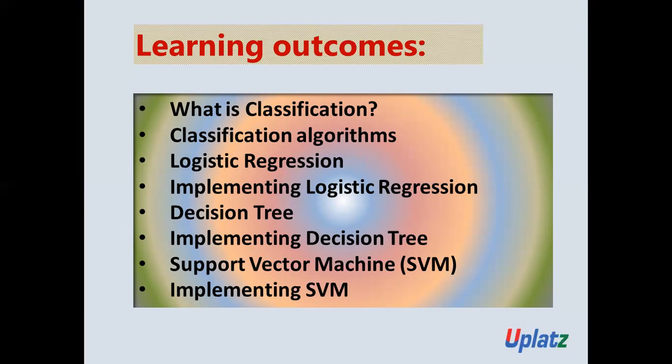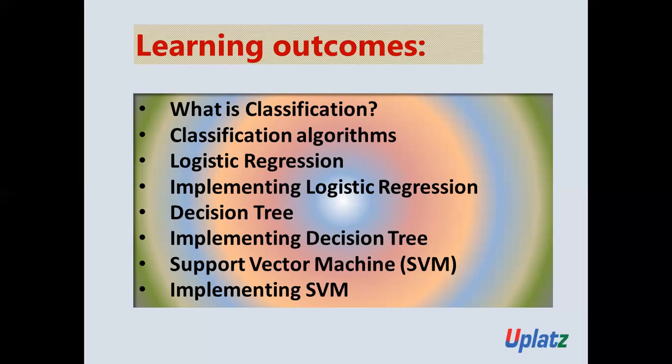Decision tree classification is used a lot in data science methodology. In this session, you will come to know what a decision tree is and how you can solve a real world problem with the help of a decision tree. You will learn the theory and the implementation. After that, you will learn support vector machine, which is also one of the algorithms under classification, with its theory and then its implementation.